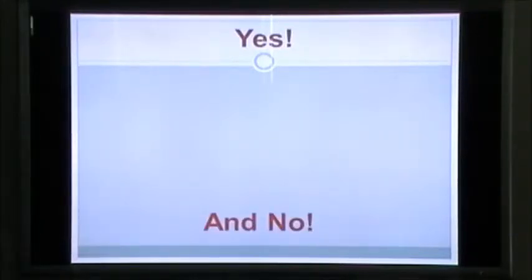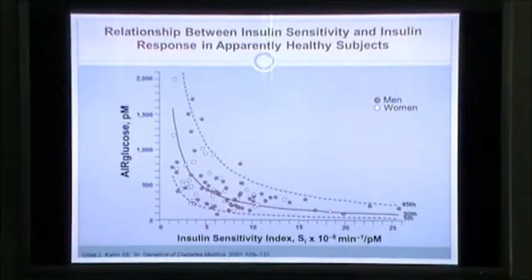And the answer is also no. Type 2 diabetes in kids is different than in adults in important ways that have implications for our approach to treatment. So let me just spend a little bit talking about this.